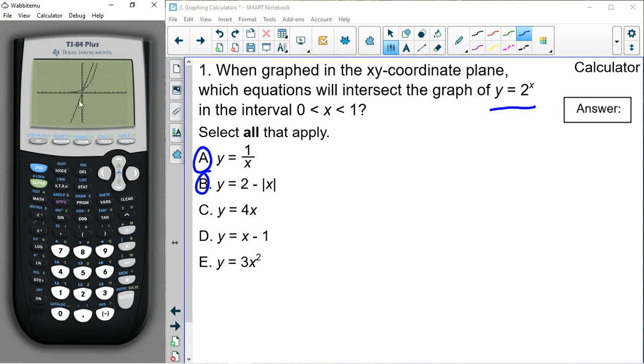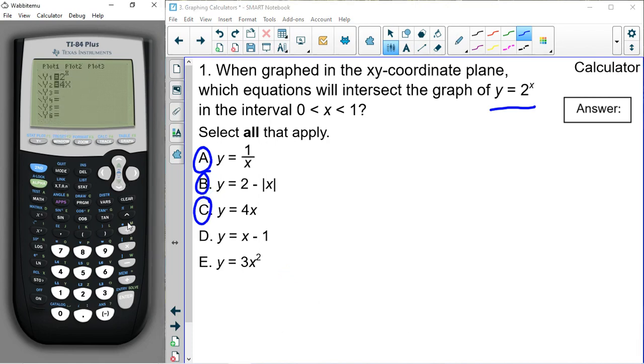And now we can see the intersection right there. We go to second calc 5, move to the right, 1, 2, 3 times, and we hit enter. We get an intersection where the x value is 0.309. So again, that's between 0 and 1. So C is also a correct answer. So far, they've all been correct answers.